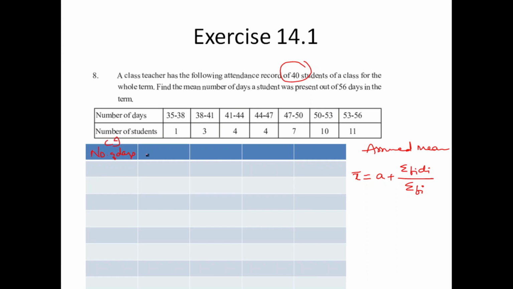So this is the class interval. This is your number of students. This is what I would say is the frequency f. So this is your f. Just writing all this.